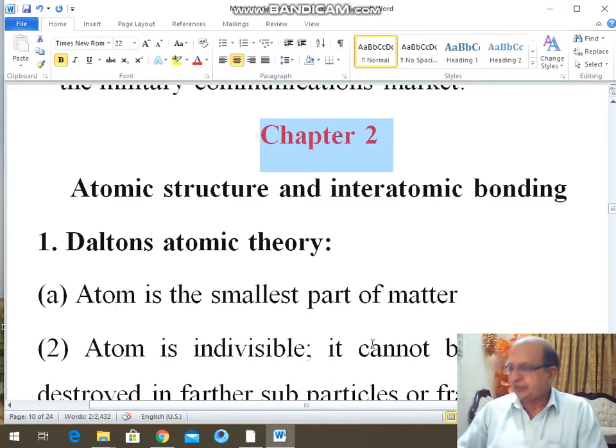In the first lecture we discussed the historical development of materials from time to time, from Stone Age to Silicon Age. Now we are coming to the second chapter, that is atomic structure and interatomic bondings. About the atom, you know that atom is the basic fundamental block of matter.